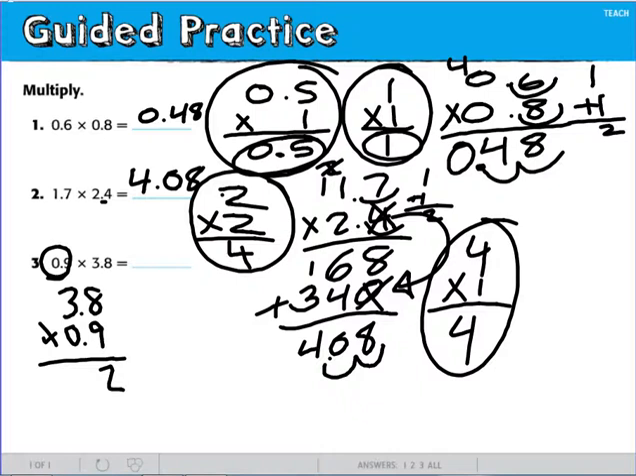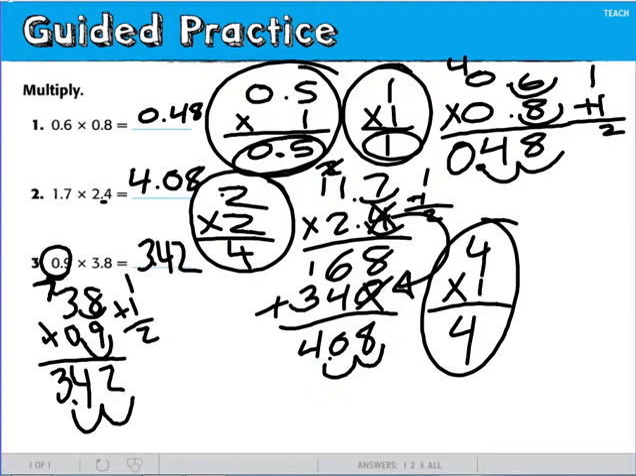9 times 8 is 72. Here's my 7. 9 times 3 is 27. Plus 7 is 34. Now, how many decimal places do I have here? 1. How many do I have here? 1. I add those together. How many do I have total? 2. So I count my decimal places. Boom. 3 and 42 hundredths. Is that close to my 4 that I rounded? Yes. So it's reasonable.